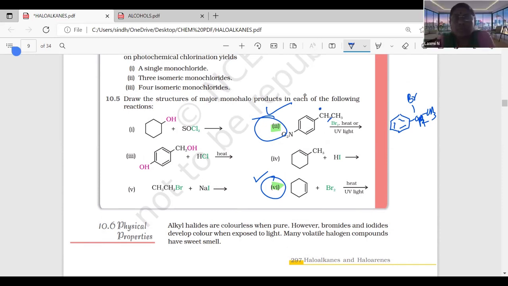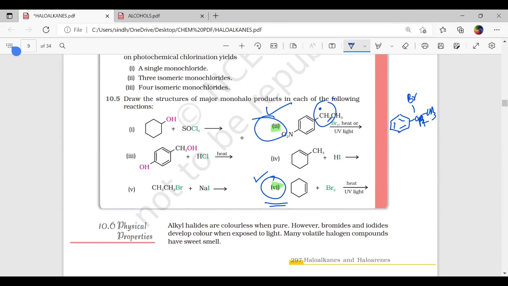If the CH3 terminal hydrogen goes, it forms a primary free radical. If the other hydrogen moves out, it forms a secondary carbon free radical. So this being stable, this is the product, right? Yes, teachers. And what about the sixth one here?